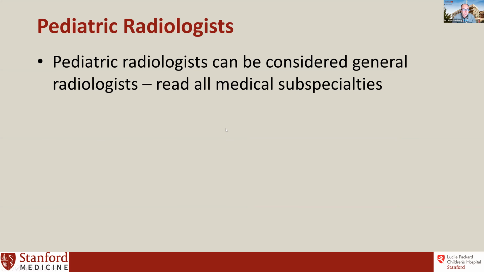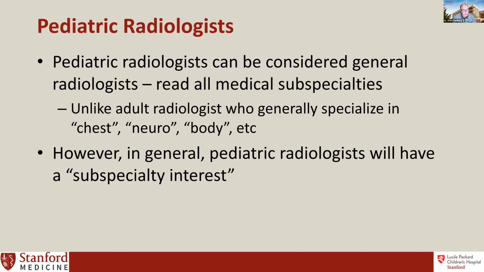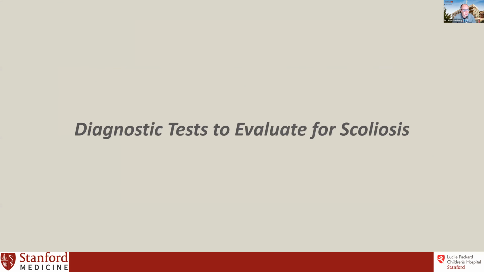So, we are general radiologists. We read all medical subspecialties. I could be reading musculoskeletal imaging, oncology imaging, neuro, a lot of different imaging. But, unlike adult radiologists who generally subspecialize in a certain section, we generally are generalists. However, we tend to subspecialize in certain interests, such as, I subspecialize in musculoskeletal imaging.